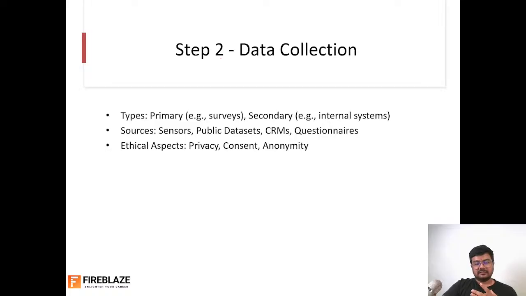And that's why privacy, consent, and anonymity matter. Anonymity means the ability of being unknown. So these come into the picture when we are collecting data. But still, there are various sources which are open source, and then we can go there and collect the data.